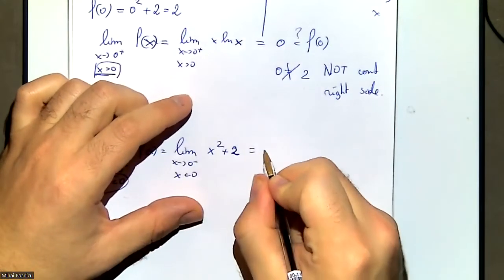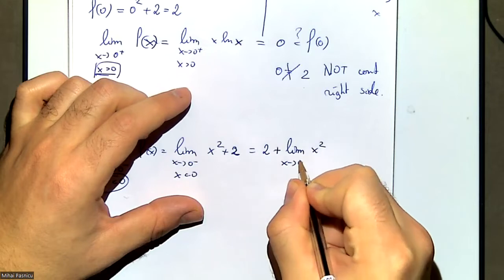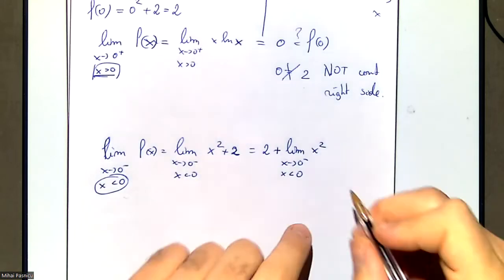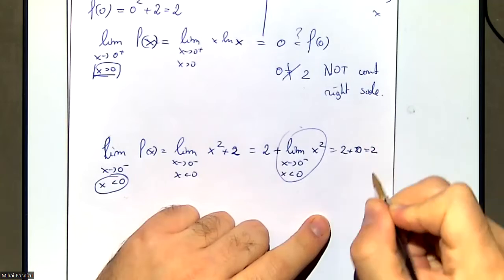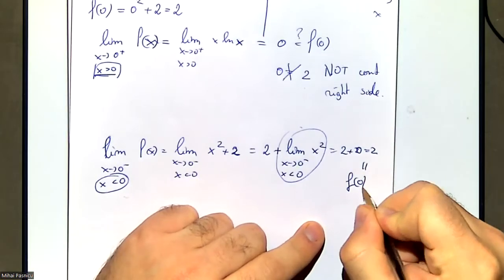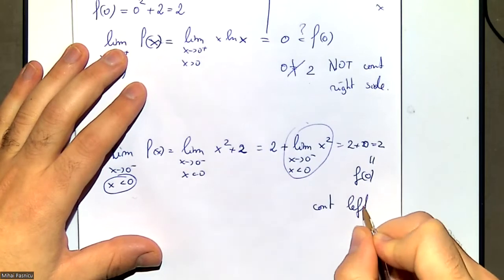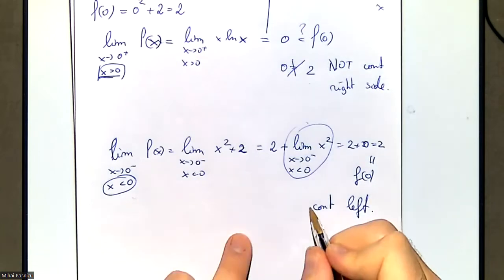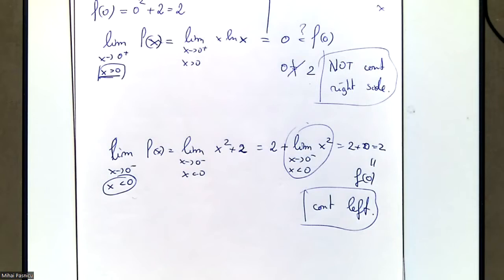So this is the same as writing 2 plus the limit of x squared as x goes to 0 from the left. The constants do not disappear in this case. They just pull out in front. Now I know that this is 0. So this is 2 plus 0. That's 2, which is equal to f of 0. So it is continuous from the left. And I'm done. It's continuous from the left, not continuous from the right. That's all that the problem asks us to do.